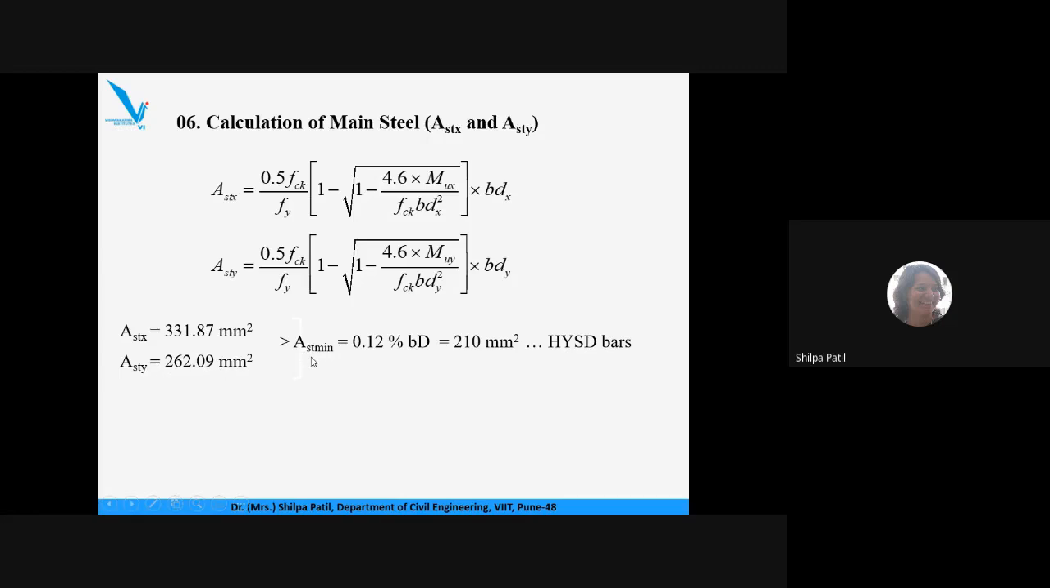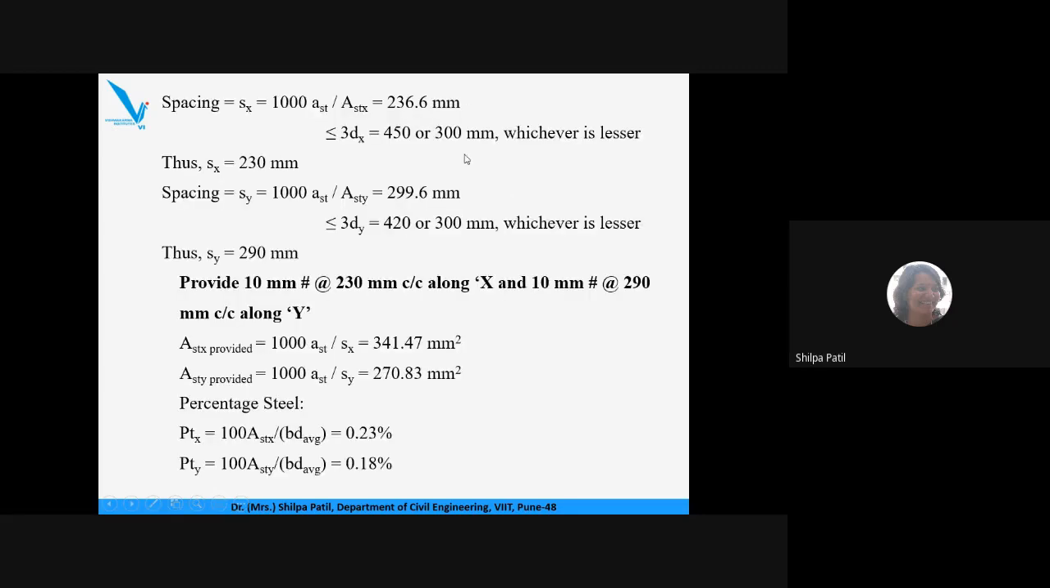Compare these values with minimum AST. It is coming to 10 mm square. So both the values are greater than minimum value. Again, find out the spacing. Spacing will be different because ASTX values are different as compared to the earlier problem. So the spacings are coming as 230 mm and 290 mm. See, the spacing is a little bit increased as compared to the earlier problem. Then again calculate the ASTX provided, ASTY provided, percentage steel, PTX, PTY, and compare it with the assumed value to get the check for deflection. Both these checks are satisfied here.